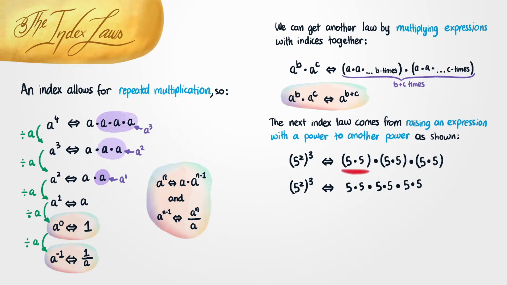Now in this case, there are 3 brackets. And in each bracket, there are 2 5s. So you're basically multiplying 5 by itself 3 times 2 times, which is the same thing as multiplying 5 by itself 6 times. So the general idea is, when you've got 5 to the power of 2 raised to the power of 3 again, then you just multiply this 2 and this 3 together to get 6. And that's exactly what we see when we expand the brackets out like this.